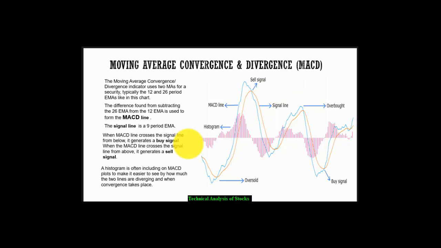Histogram is also included in the MACD plot to make it easier to see how much the two lines are diverging when convergence takes place.